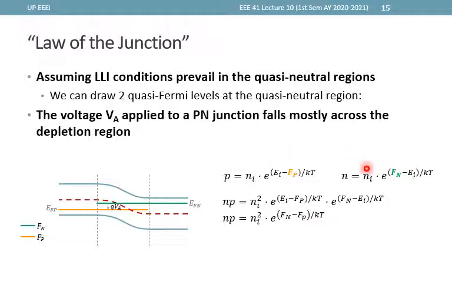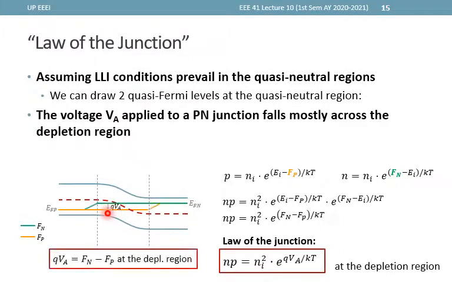Now, notice that if we multiply the two equations, we get np is equal to ni squared e raised to this, (Ei minus Fp) over kT, times this, which means we can add the two exponents, Ei cancels out, and we're left with Fn minus Fp. Now, Fn minus Fp is exactly equal to qVA. So since Fn minus Fp is equal exactly to qVA at this portion, then we have this law of the junction formula for the depletion region.